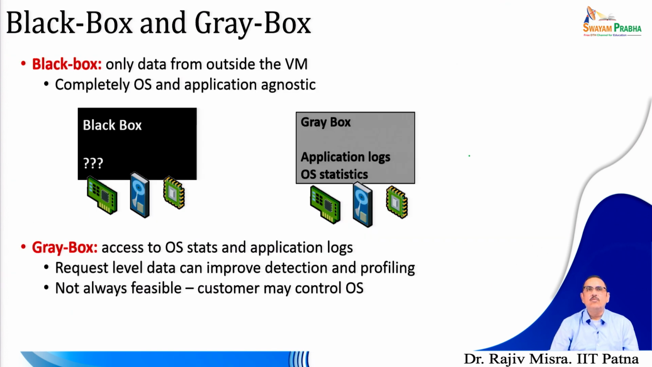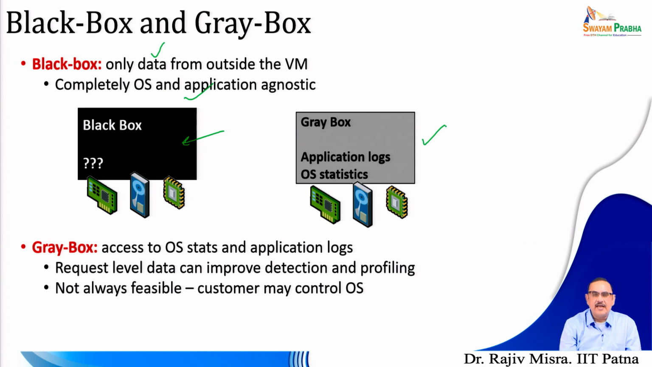So, there are 2 methods to do this. One is called black box, the other is called gray box. Black box means that only the data from outside the virtual machines can be visualized. In the black box you cannot see inside the virtual machine. From the outside, you collect statistics and get the information about the virtual machine. It is completely operating system and application agnostic; that is called the black box approach.